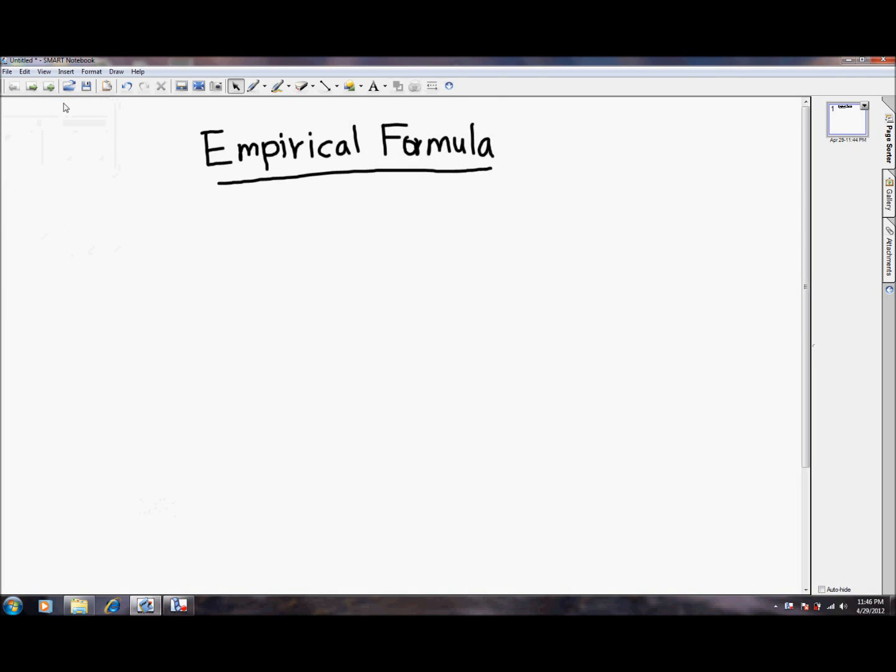The empirical formula is an important concept that builds on the mole concept and allows scientists to determine the simplest ratio of elements in a compound using what is called percent composition or mass percent data. So first, it's important to note that the empirical formula is the simplest ratio of elements in a compound.